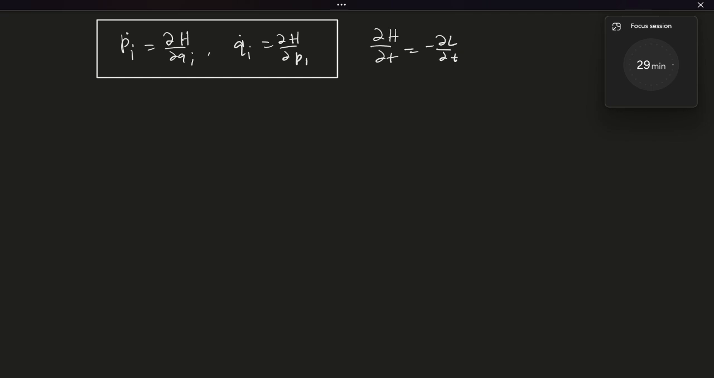I'll show you that if I have provided you a Lagrangian, what will be the form of the Hamiltonian? Okay, it's quite interesting and it is mentioned in the question. So let's say I have given you a Lagrangian.